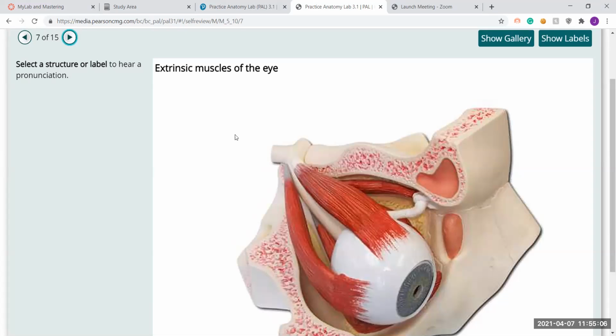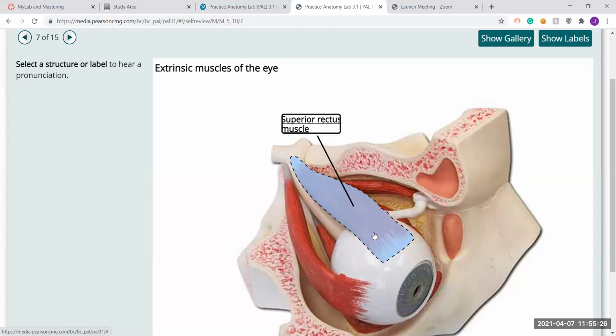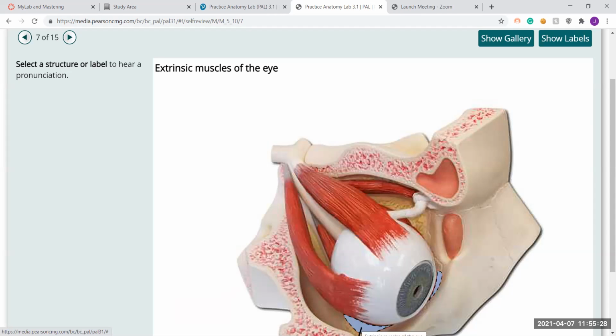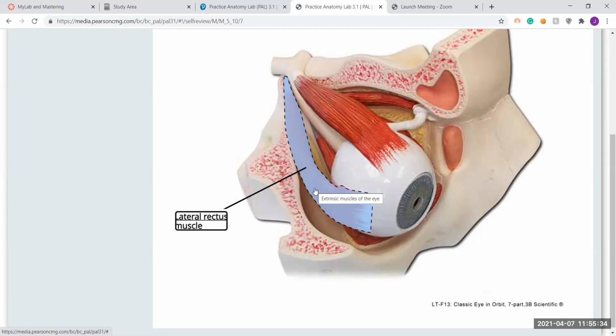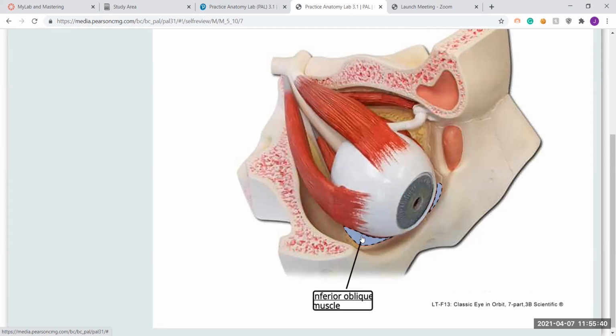Now, extrinsic muscles of the eye. The eye has two kinds of muscles. One group of muscles is outside the eyeball, another group is inside the eye. The muscles outside the eyeball are called extrinsic eye muscles. They are skeletal muscles. These muscles are superior rectus, inferior rectus here, lateral rectus, and you have both right and left lateral rectus, superior oblique, and inferior oblique. So there are 6 muscles. These muscles move your eye in different directions when they contract.